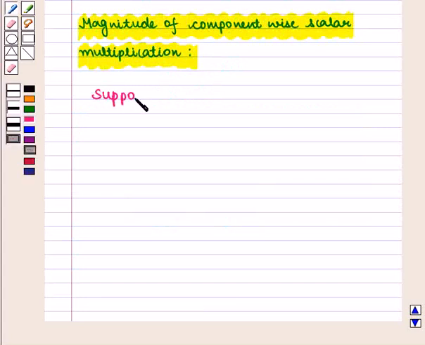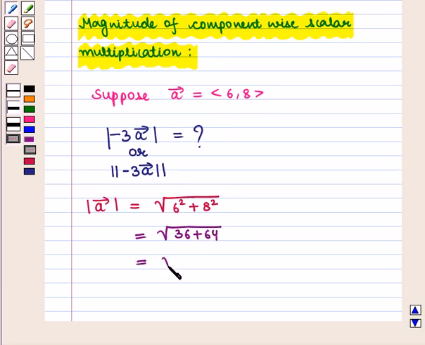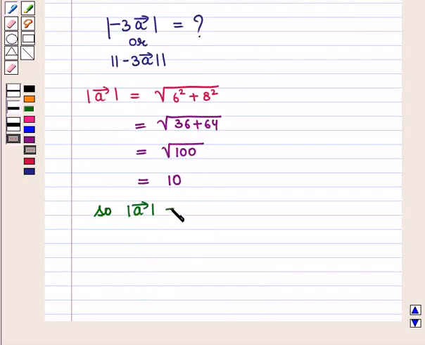Suppose we have vector A, which is equal to the ordered pair 6, 8. And if we want to find the magnitude of minus 3 into vector A, which is denoted by the absolute value of minus 3 into vector A, or norm of minus 3 into vector A. First of all, let us find the magnitude of vector A, which is given by square root of 6 square plus 8 square, and this is equal to square root of 36 plus 64, that is equal to square root of 100, which is equal to 10. So the magnitude of vector A is equal to 10.